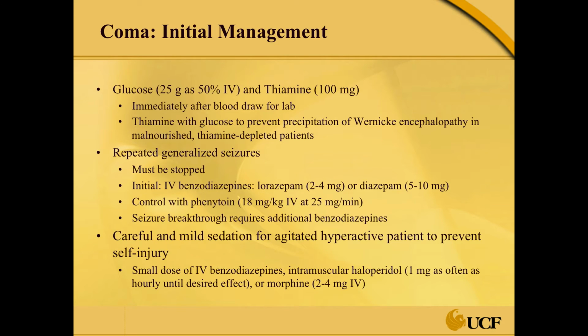So another way that we manage coma is with glucose. 25 grams as a 50% IV solution with thiamine at 100 milligrams. Immediately after blood, we want to draw blood for labs after that. Thiamine with glucose to prevent precipitation of Wernicke's encephalopathy in malnourished and thiamine depleted patients. So alcoholics, for example.